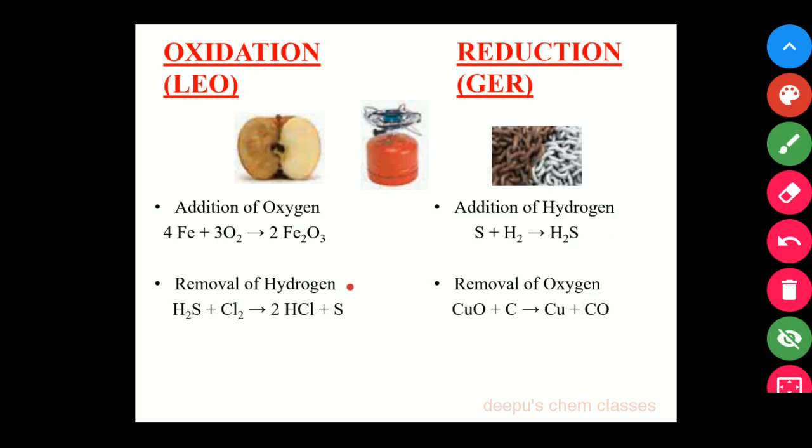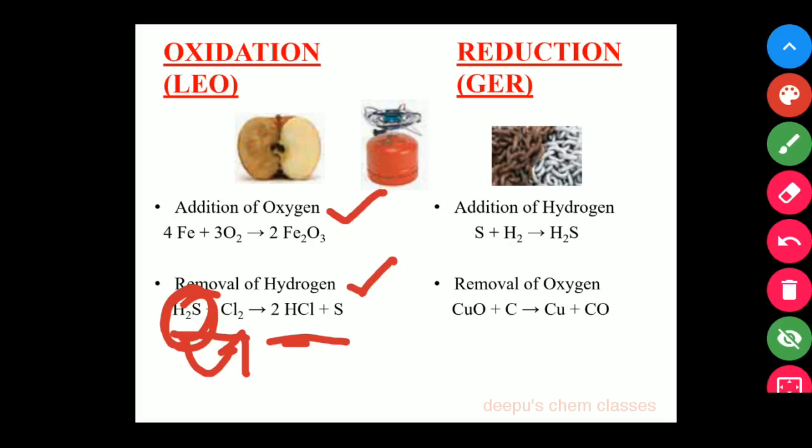Then removal of hydrogen, you can say the reverse of addition of oxygen. Removal of hydrogen is also said to be oxidation. For example, H2S plus Cl2. In this, from hydrogen sulfide, hydrogen is removed and added to the Cl2. So H2S is oxidized here. You get the compounds HCl plus sulfur, hydrogen chloride plus sulfur.